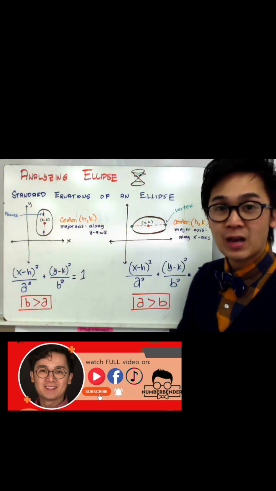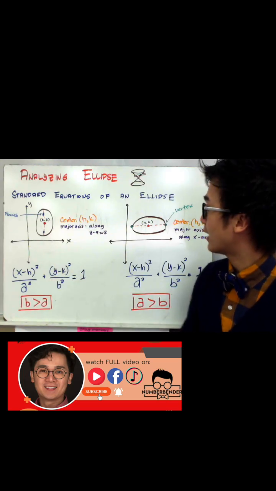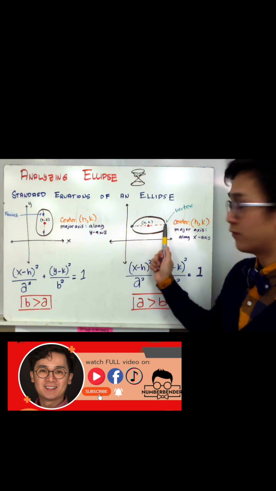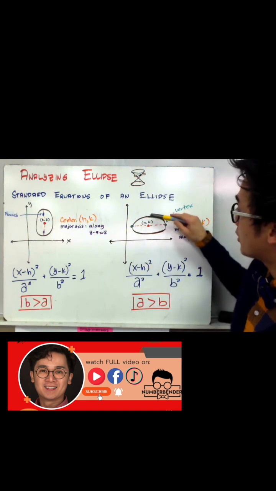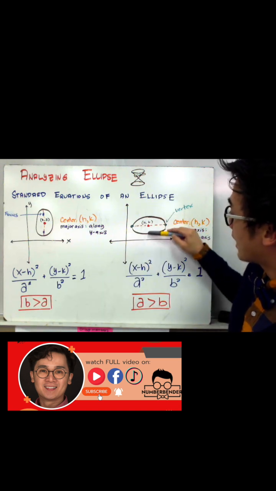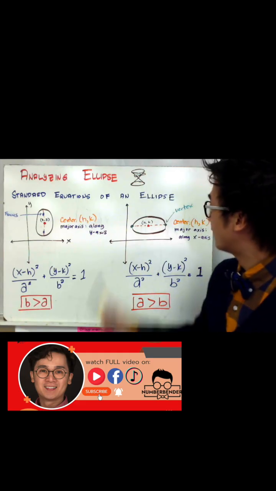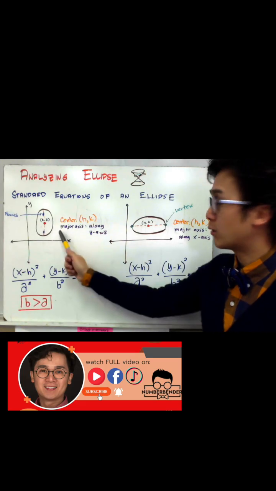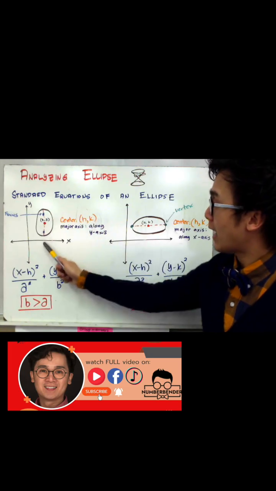Now we also have our vertices, and the vertices of an ellipse are right here. It could be these two vertices right here, or it could also be on this side of your ellipse. So we have vertices, we have foci, we have our center, and our major axis along the y-axis and along the x-axis.